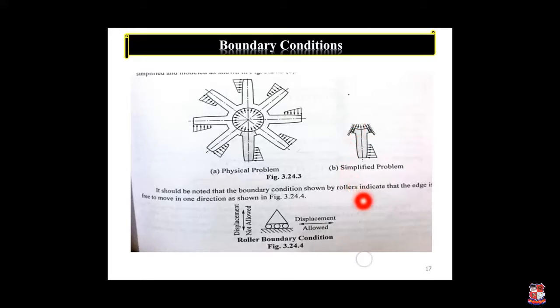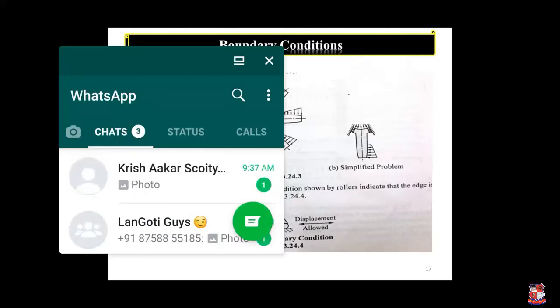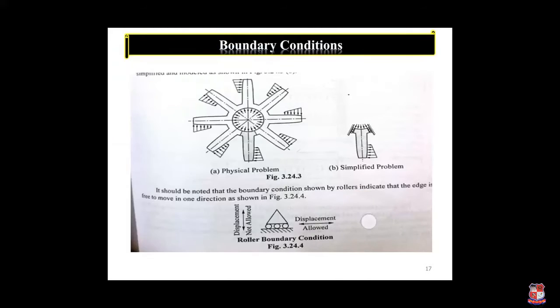And this is the accurate method. This is particularly the FEA method, the finite element method. We can use the principle of divide and rule. As you observe here, it should be noted that the boundary condition shows a roller, indicating that the edge is free to move in one direction.